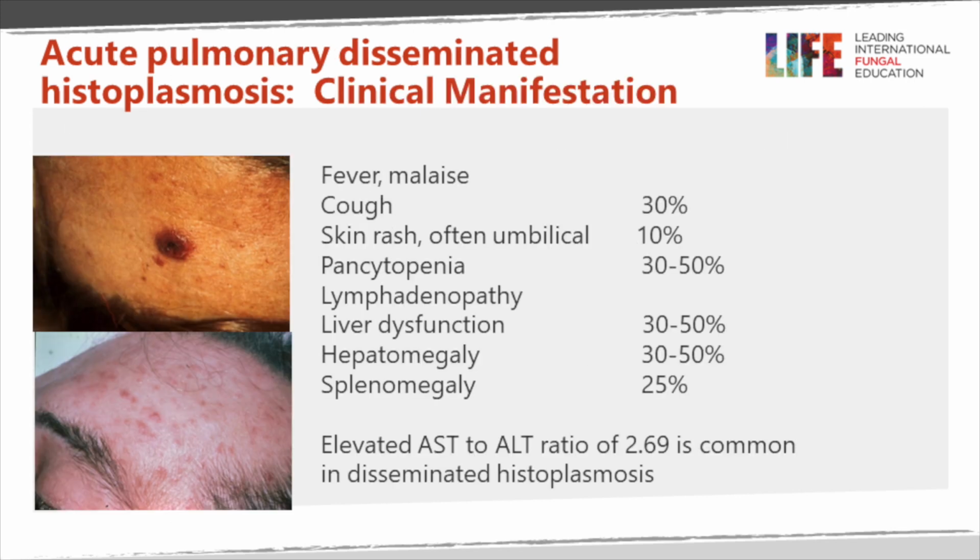Another way of thinking about this is the frequency of these different features. Fever and malaise are common, cough is found in 30%, and a skin rash, which may be found around the umbilicus, in 10% of patients. 30 to 50% of patients have pancytopenia, and a similar number have liver dysfunction and hepatomegaly, and about 25% have splenomegaly. You often have a marked elevation of AST compared with ALT in disseminated histoplasmosis.